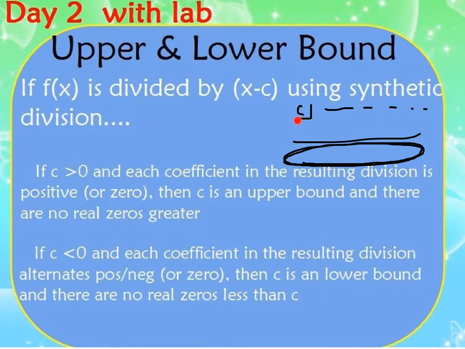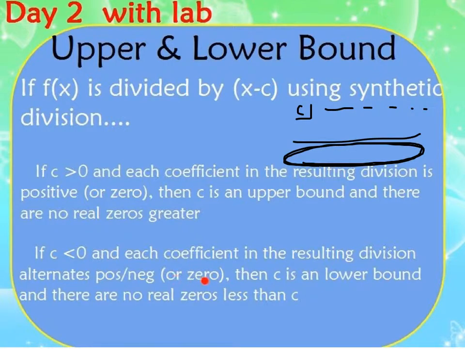Okay, so again, if I was doing my remainder theorem and I figured out that 4 was the biggest one, I'm sure not going to be putting in 8 or 16 or anything like that. Okay, let's look at the second part of this. If C is less than 0, okay, so now you're putting in a negative number right here, and each coefficient in the resulting division, that's this, alternates positive and negative. So it goes plus, minus, plus, minus, plus, minus, or 0.